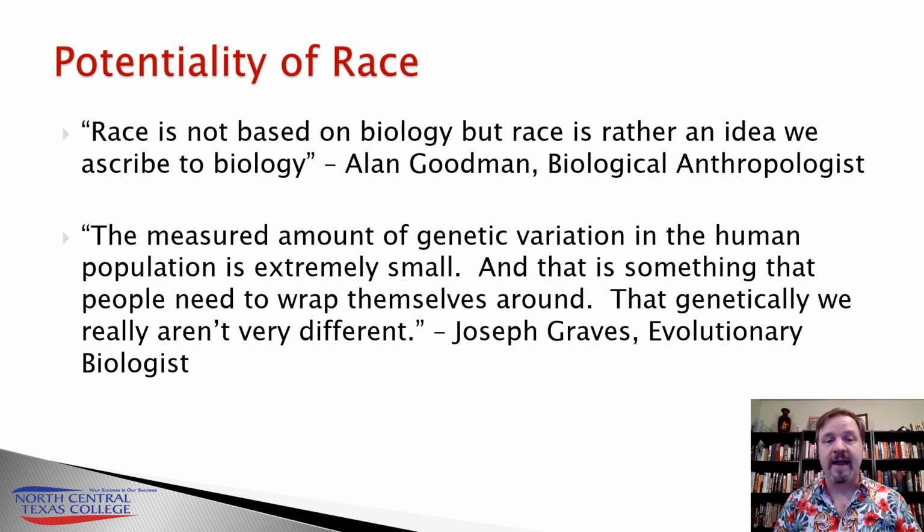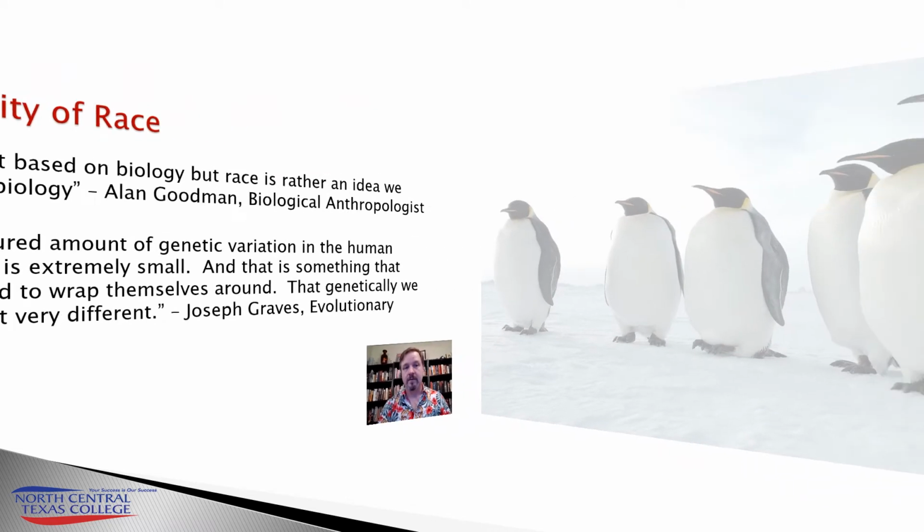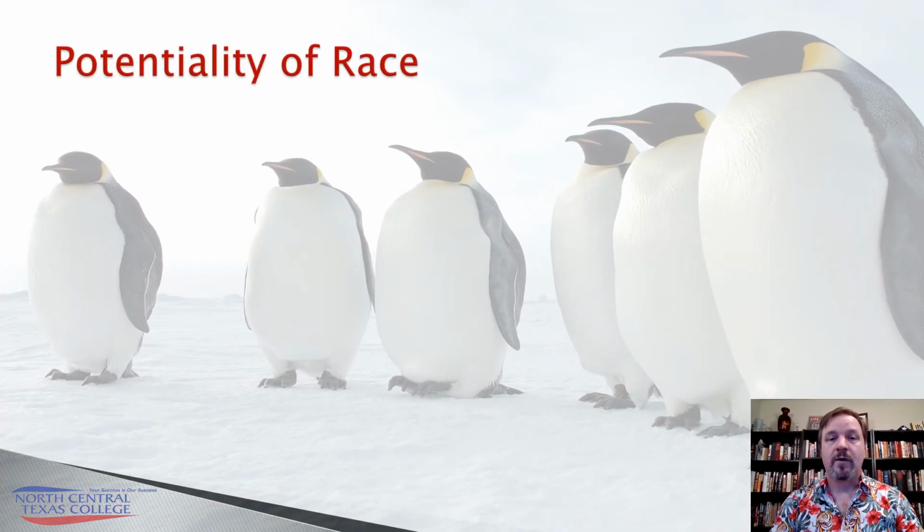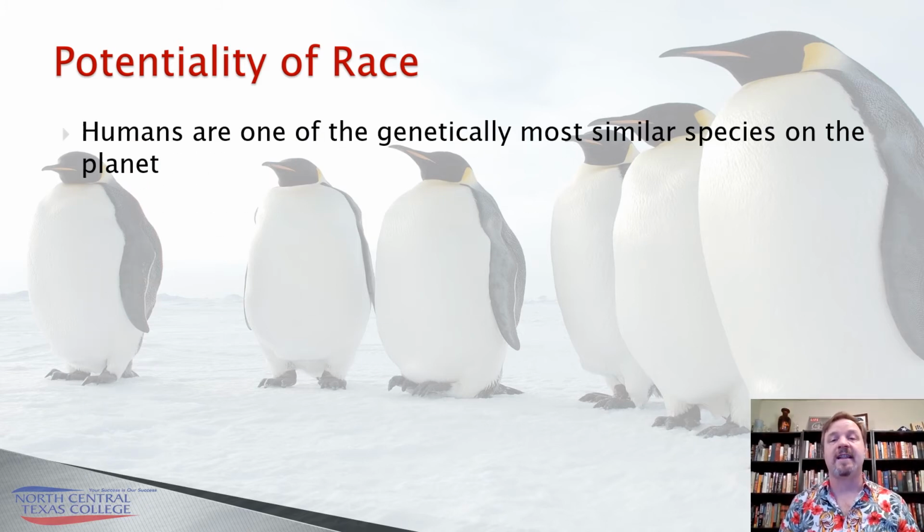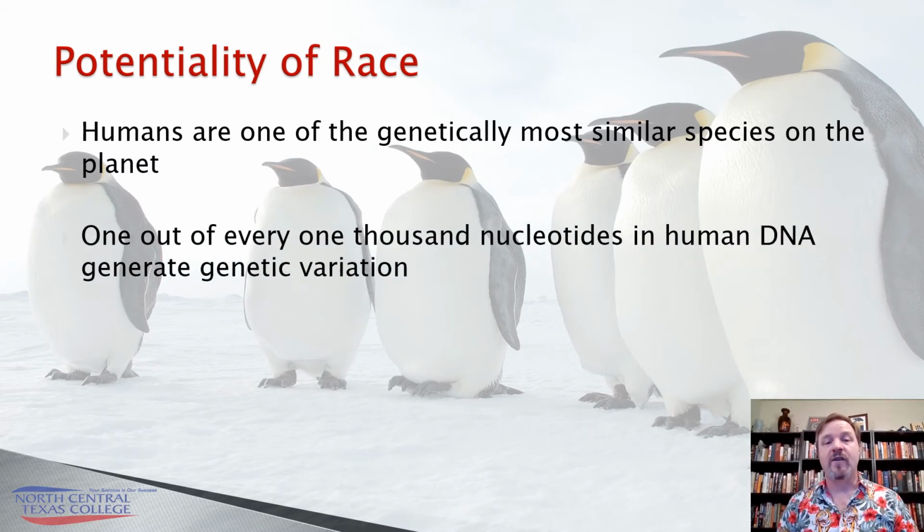Evolutionary biologist Joseph Graves said the measured amount of genetic variation in the human population is extremely small, and that's something that people need to wrap themselves around, that genetically we really aren't very different, and we are actually incredibly similar. As I said, we are biologically one species, but we are also biologically one of the genetically most similar species on the entire planet. 1 out of every 1,000 nucleotides of human DNA has some form of genetic variation.